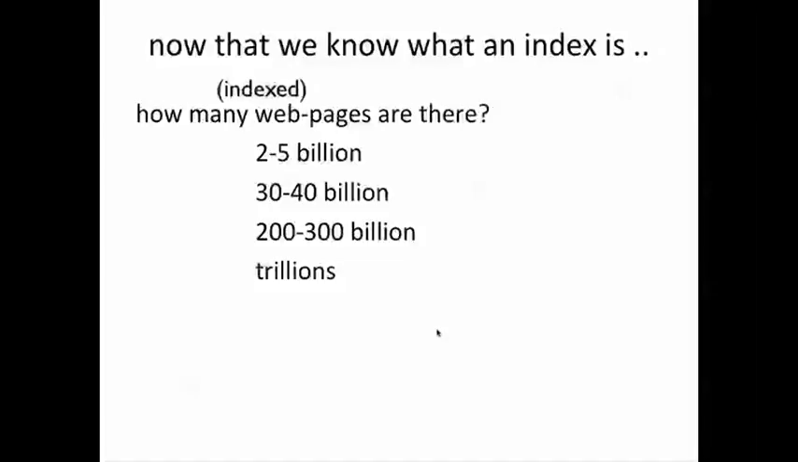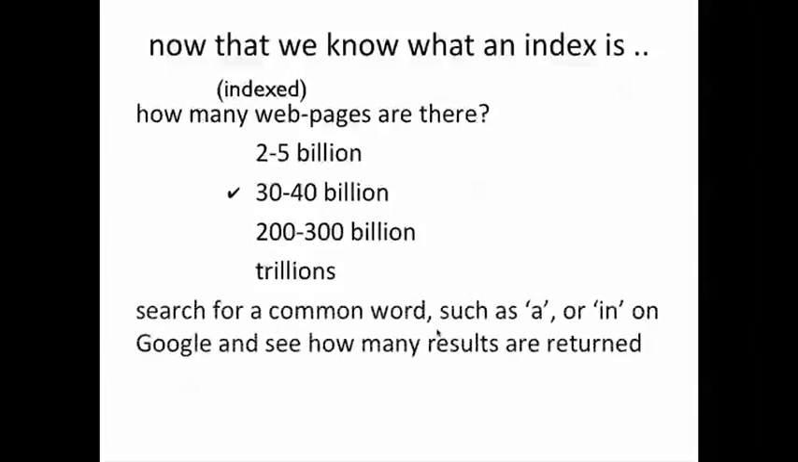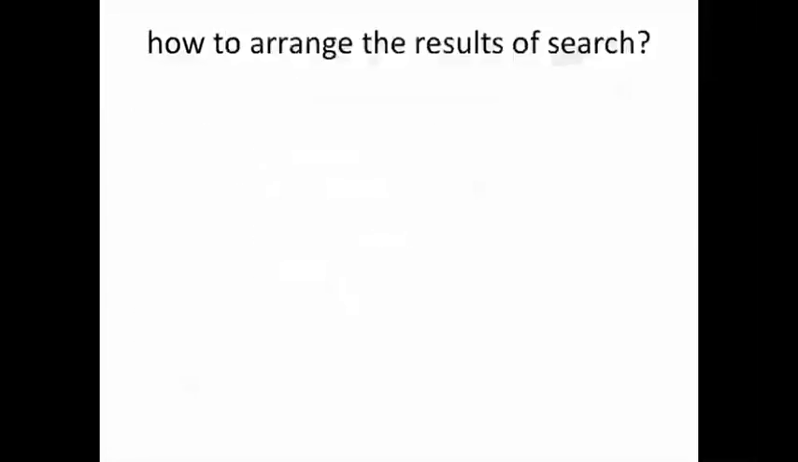So how did you do? The correct answer, according to me, is between 30 and 40 billion. And this is how I reason. If you search for a common word such as a, in, the, or on Google, you get around 20 to 25 billion results. Assuming that not all pages are English, my guess is between 30 and 40 billion.